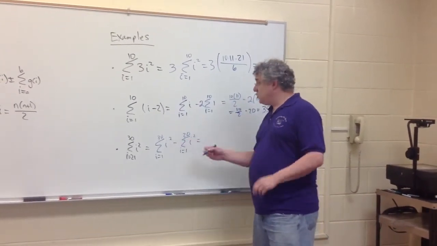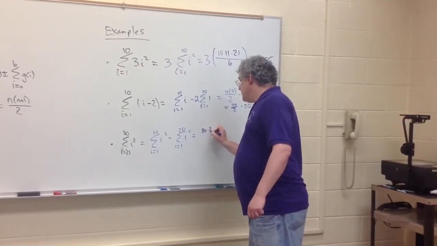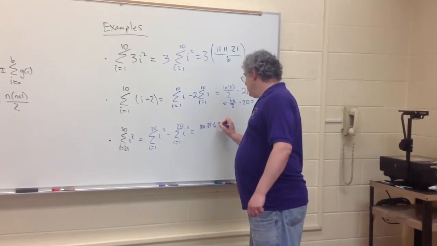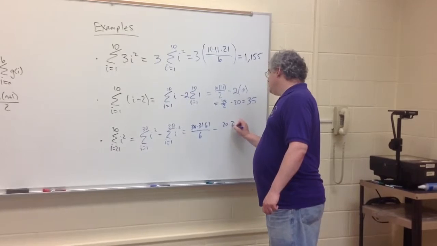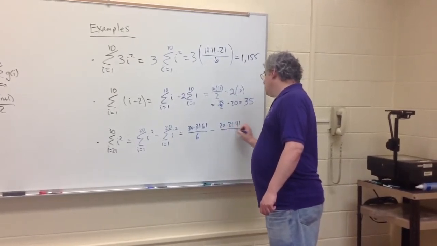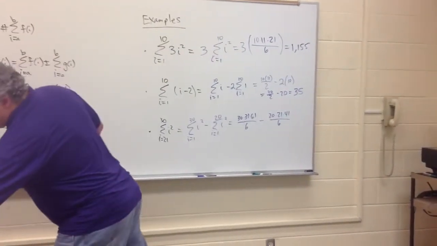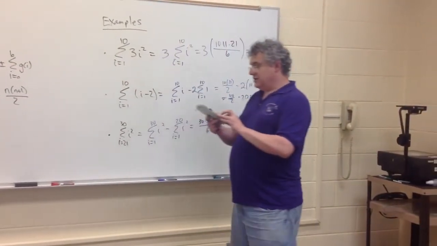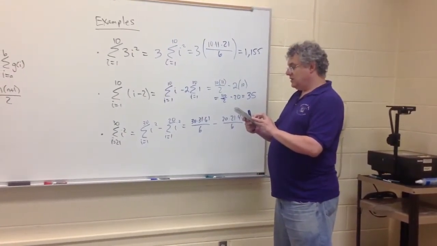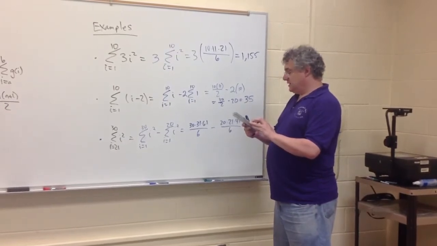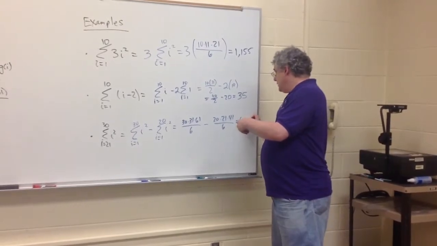So what is that? Well, this first one would be the formula with 30 in there. So 30 times 31 times 61 over 6. The next one's the same formula, but with 20 in there. And again, this is the sort of thing you don't generally just do by hand: 20 times 21 times 41, divide by 6 each time. I get 6,585.